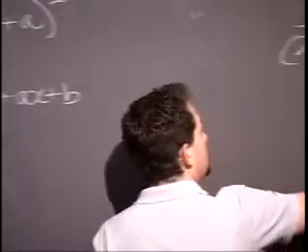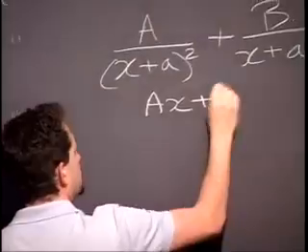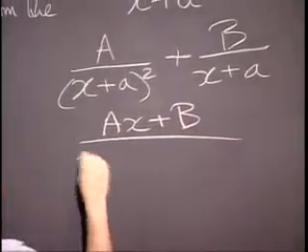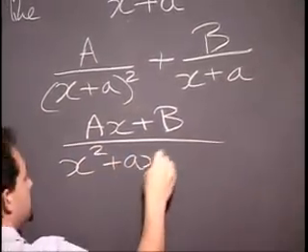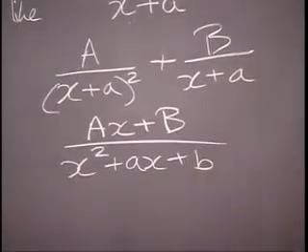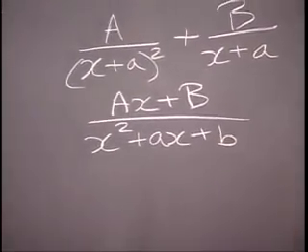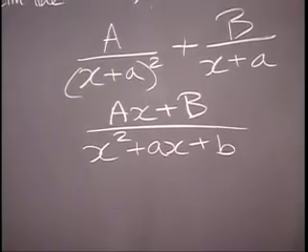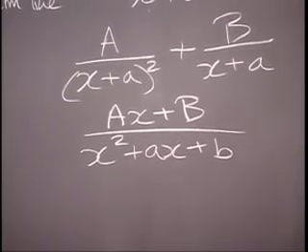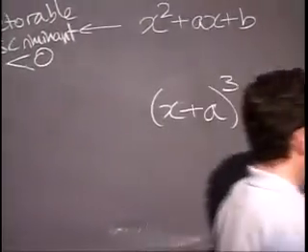In that case, the form looks like ax plus b over this quadratic. And those are the most common cases of what can occur. Two other cases that I've seen occur, at least in Math 104 exams, is x plus a all cubed.